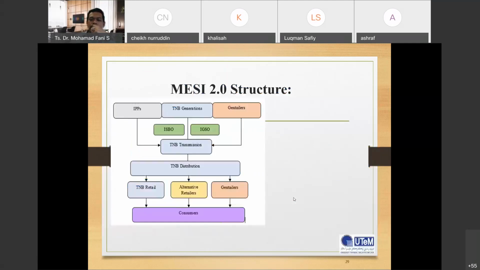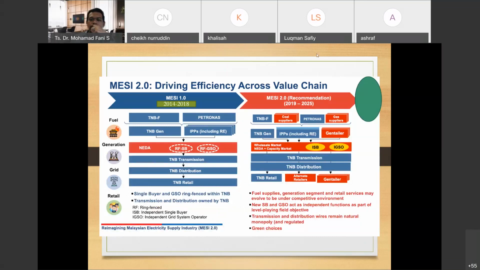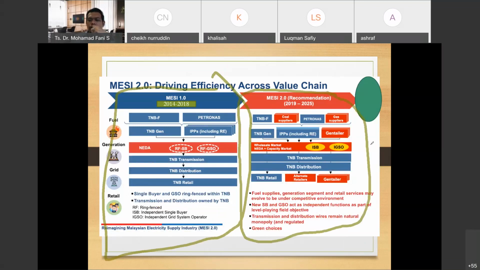Challenge and opportunity under this, so that we can see here the MESI 2.0 will be driven. For the last MESI 1.0, this one is a target for the MESI 2.0. We can see here there's another opportunity for the gentailer to be put as the generation to make the market more competitive. It's not the TNB generation only or IPP only, but that's the additional for the gentailer.